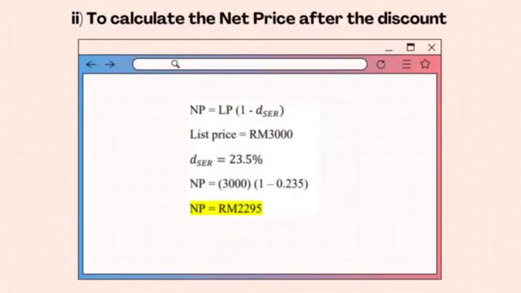Calculate the net price after the discount. So we need to use the net price formula. Net price equals list price times (1 minus d_SER). List price equals RM3,000, d_SER equals 23.5%. So net price equals 3,000 times (1 minus 0.235). So the answer is RM2,295.